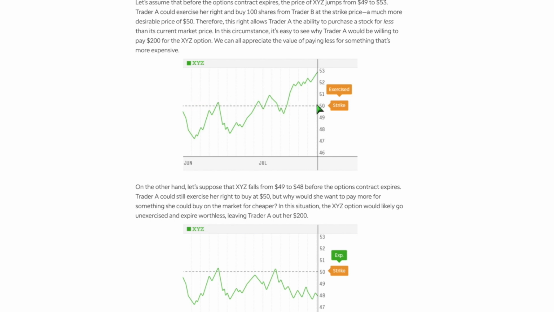So her total cost of ownership of the stock would be the $50 strike price times 100, $5,000, plus $200, which was the price of the options contract. So she spent $5,200 to own 100 shares of this, versus if she didn't have the coupon, it would have cost her 53 times 100 or $5,300. So this $200 coupon actually saved her $100.